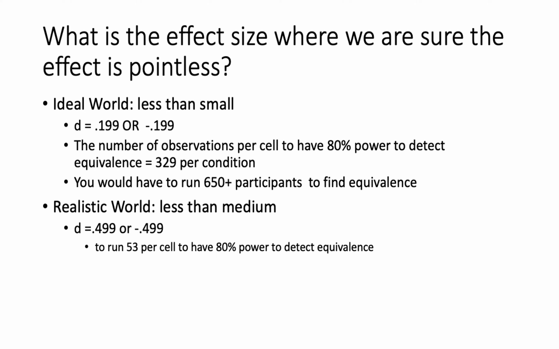You would run a test that would never find equivalence. So what we're going to do is ramp it up to the medium level, okay? The medium level of a Cohen's d, medium's 0.5, so just less than medium, is negative 0.499 and positive 0.499. And when you do the power analysis here, to be able to find equivalence, if it exists 80% of the time, you would only need to run 53 per cell or 106 per study.